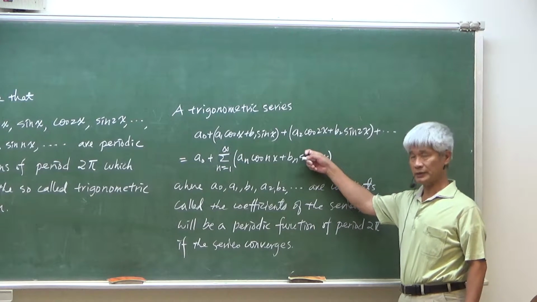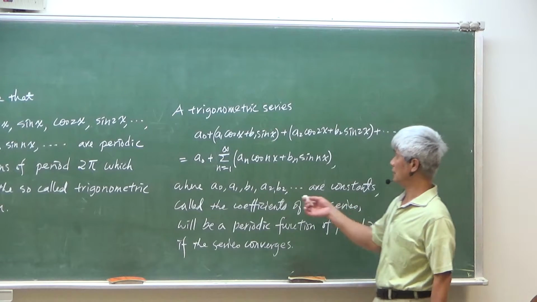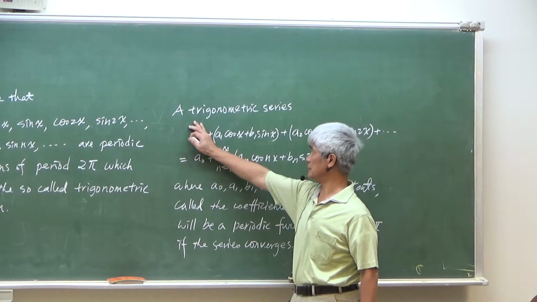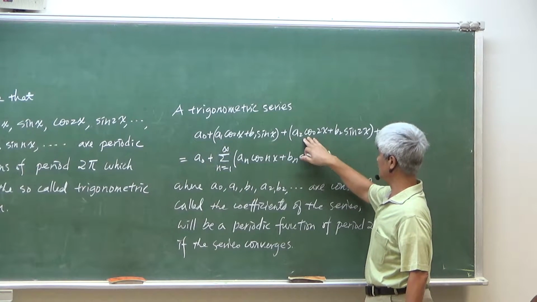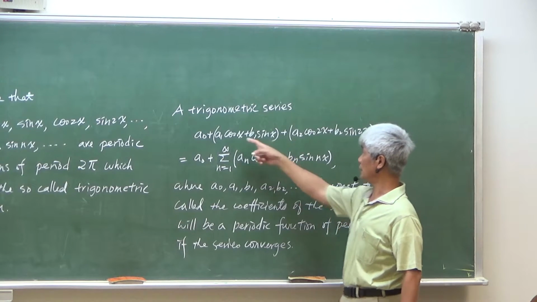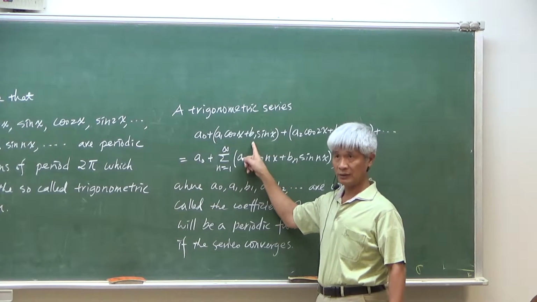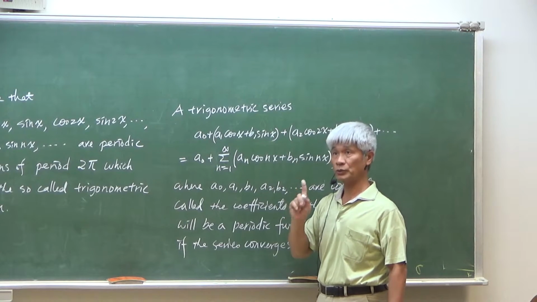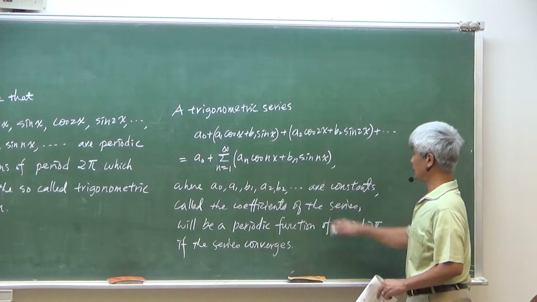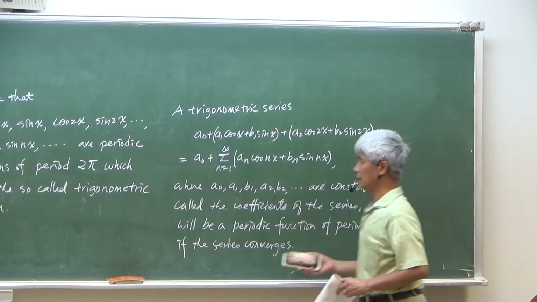And the fundamental period of this periodic function may be less than 2 pi. It depends on the coefficients. For example, if A0 is 0, and all An, Bn when n is greater than or equal to 2 are zeros, then you have only these two terms together, and the fundamental period is 2 pi. But for other cases, the fundamental period may be less than 2 pi.